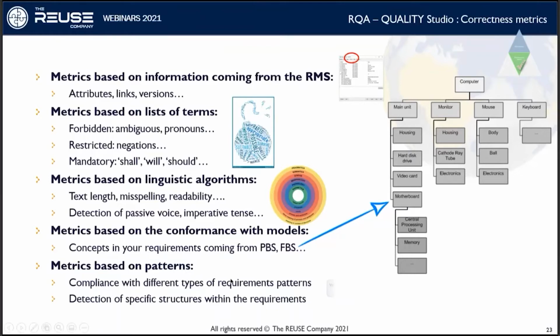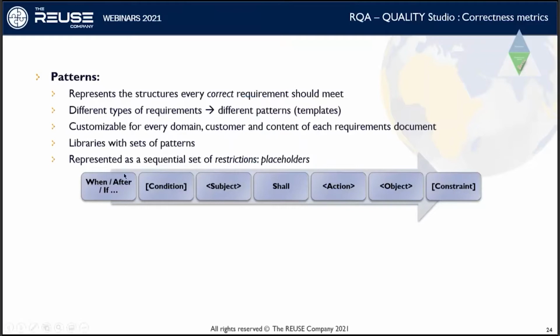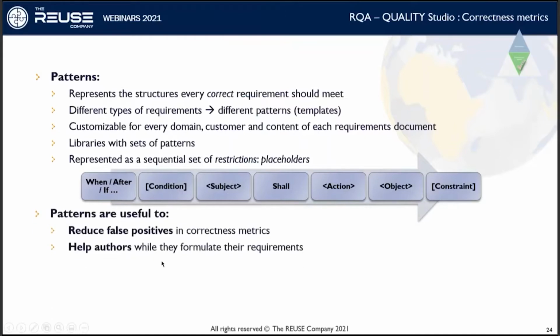So if I speak about the patterns, here are basically a sequence of restrictions that form a structure that you would like to follow for the requirements. So basically, we have patterns that are used for authoring to help authors while they write their requirements, and we have patterns to reduce false positives, for example, to introduce some exceptions, like okay, I don't want passive voice, but I want to allow passive voice in the condition sentence, not in the main sentence.